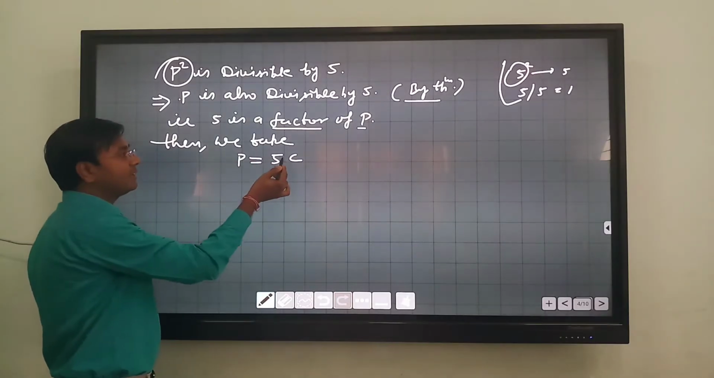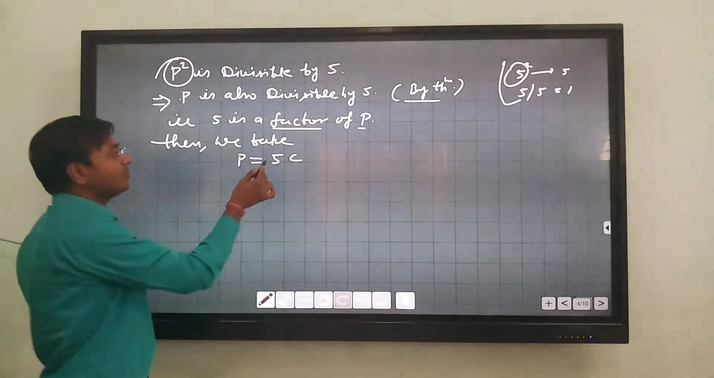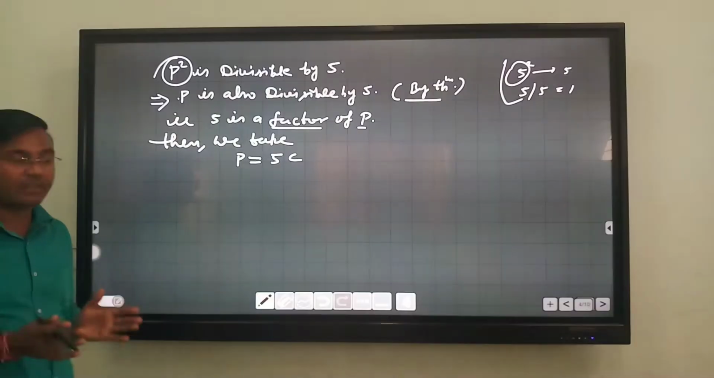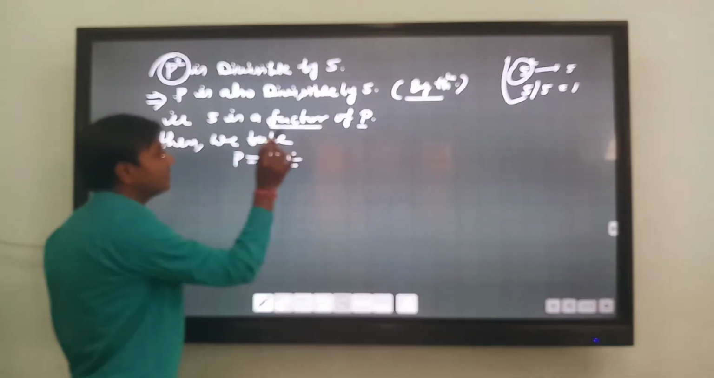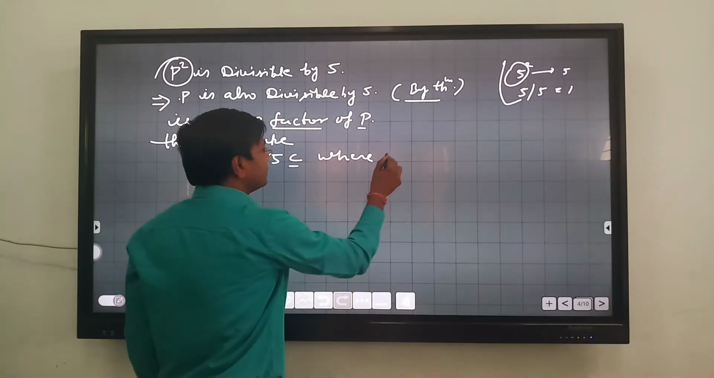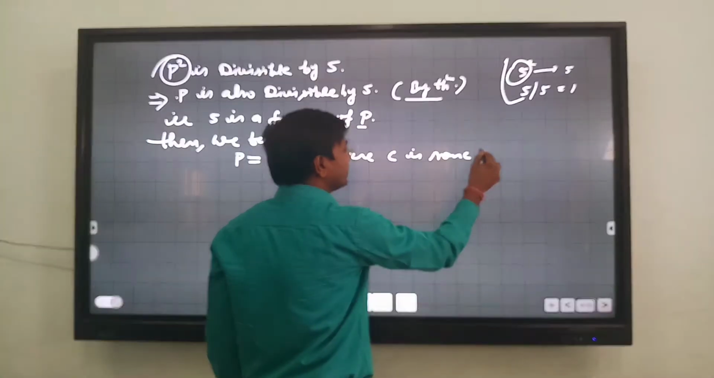We could take other numbers like 25, 625, which are multiples of 5, but we cannot take as many numbers together. So we are writing p equals 5c, where c is some integer.